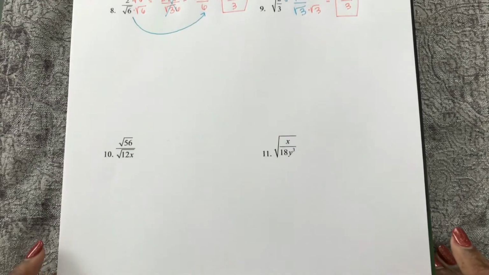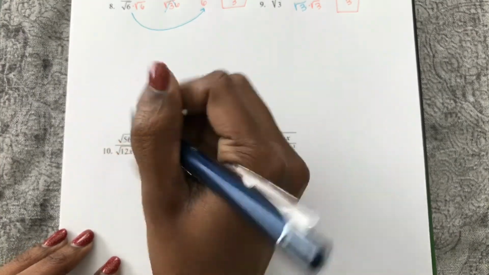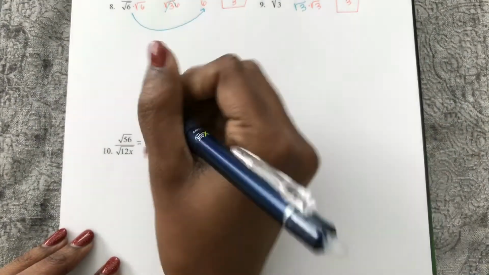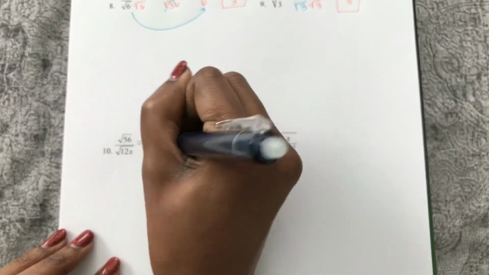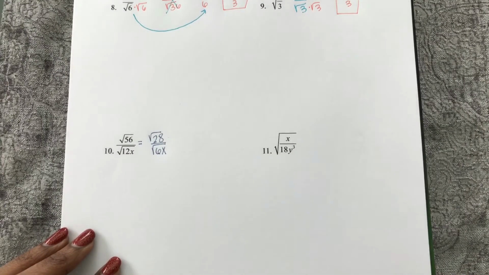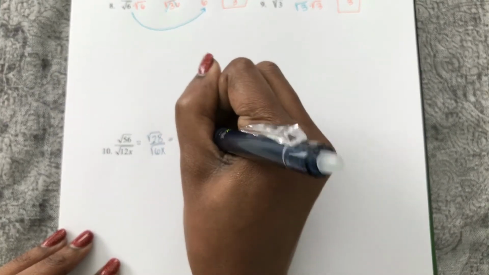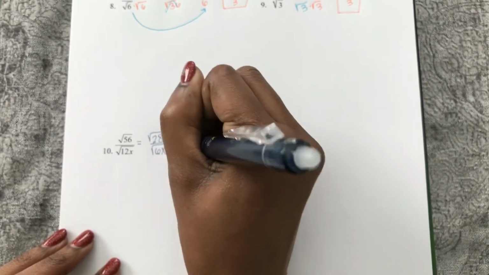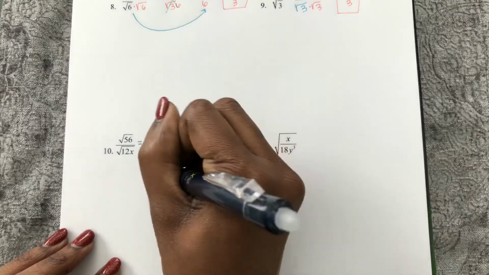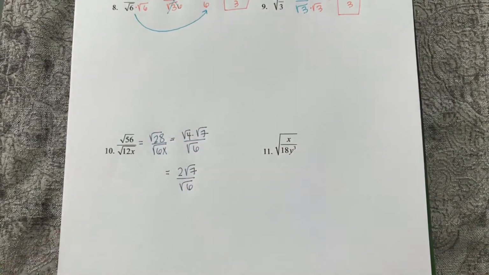Let's get on to some more elaborate ones. So first, I see that in this fraction, 56 over 12, they're both divisible by 2. So that leaves 28 over square root 6. So 28 I can simplify. That is square root 4 multiplied by square root 7 over square root 6. So I have 2 square root 7 over square root 6.